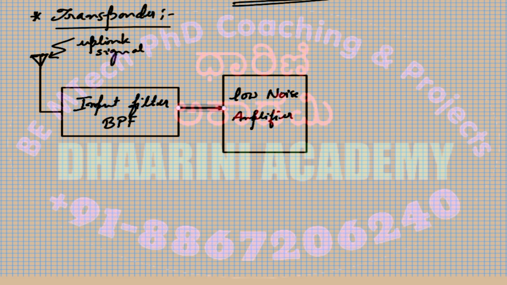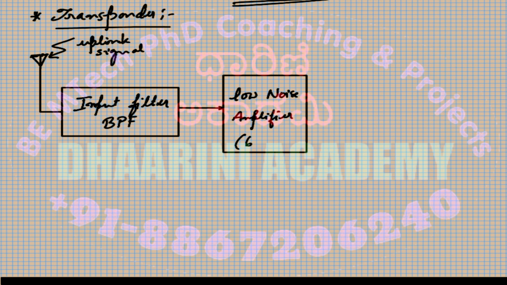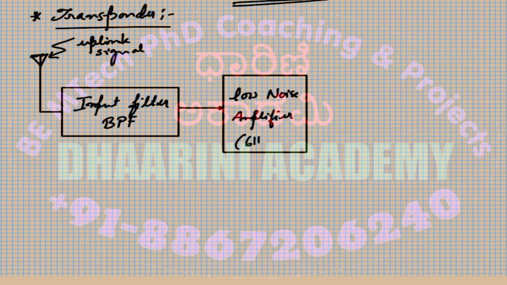And this low noise amplifier actually has two different parts. The first part is specifically around the 6 gigahertz. That particular frequency you are trying to boost. So this I'll just write around 6 gigahertz.